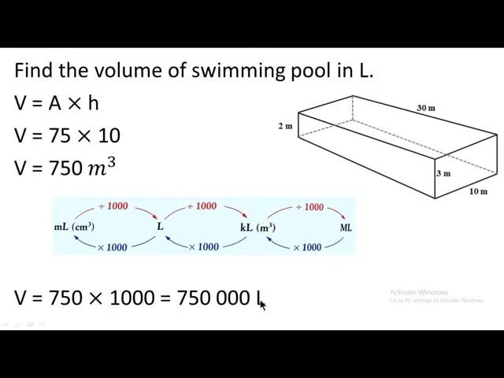We are not done here because the question specifically asks you in liter. So we need to convert meter cube to liter. Remember the diagram? If we convert meter cube to liter, that means we multiply the number by 1,000. Since the number is 750, the volume equals 750 multiplied by 1,000, equal to 750,000 liter.